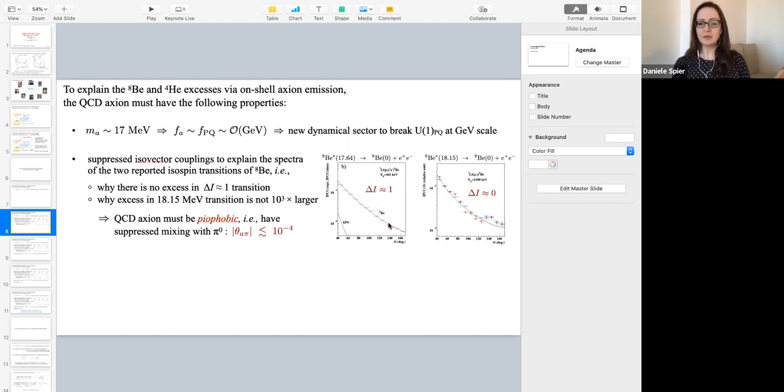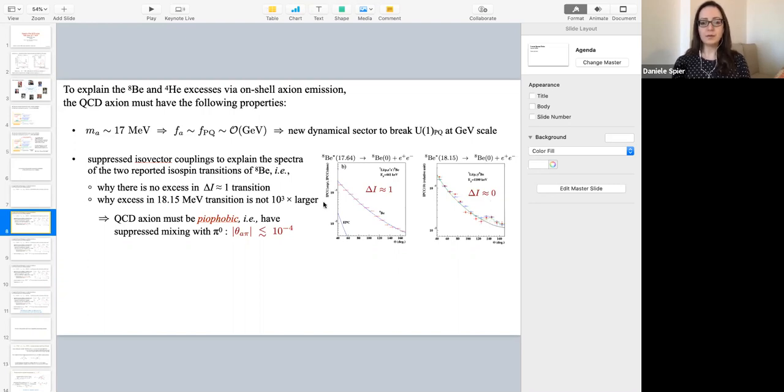And you see here in the spectrum that there doesn't seem to be any apparent excess in the data relative to the expectation from internal pair conversion from these radiative decays. Now, the transition where you do see an excess is this other one, where the excited state is some 18 MeV above the ground state. This excitation is mostly isoscalar. That's where you see the bump.